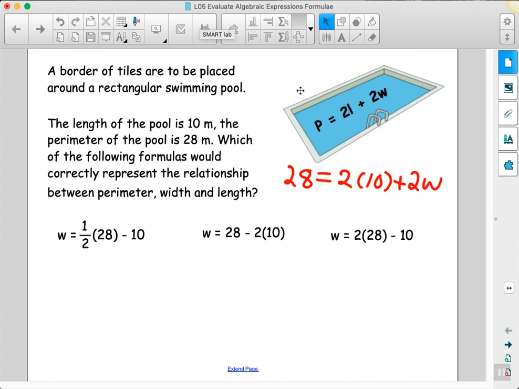Okay, we're back now. So the perimeter was 28, that belongs there. It tells us the length is 10, so I have 2 times 10 plus 2W. So now we have this formula sitting here, and I am wondering which of these 3 down here would be correct. Which of those would give the correct relationship? So I'm going to give you some time to think about that. Do any of these represent this correctly? So I'm going to pause while you think about that.